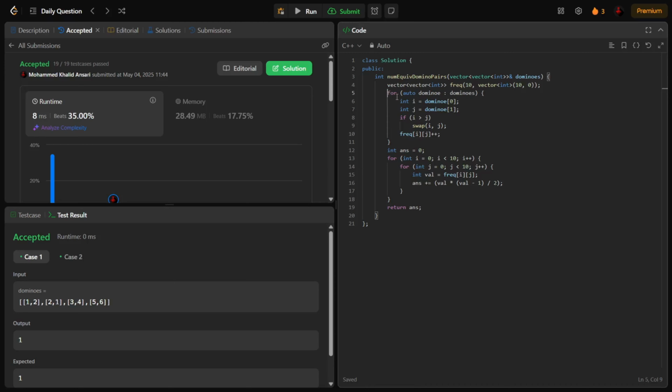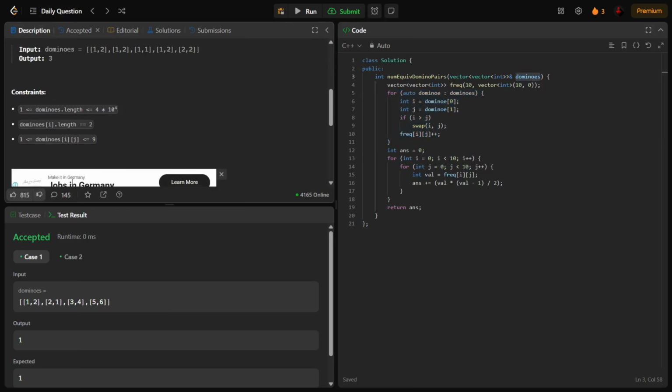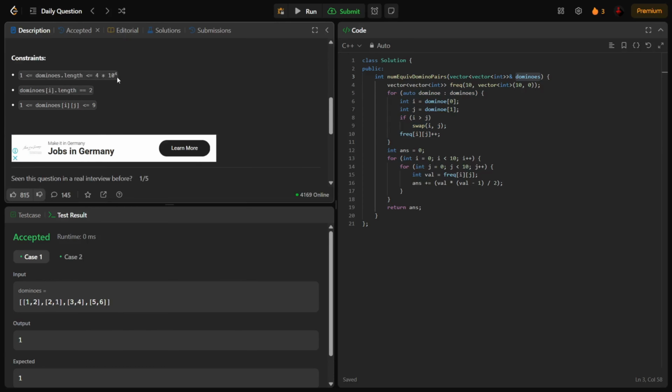If you see this for loop, it takes domino size, wherein they have given domino sizes 4 into 10 power 4. And this other for loop is constant, 10 into 10, which is 100 times it runs. So time complexity will be domino's length, and space complexity will be, since we are taking a constant vector of 10 cross 10, which is 100 cells, we can treat it as O of 1.